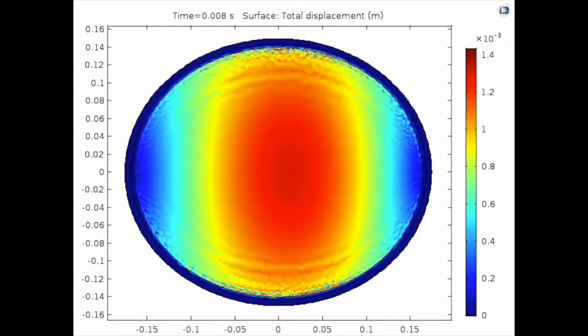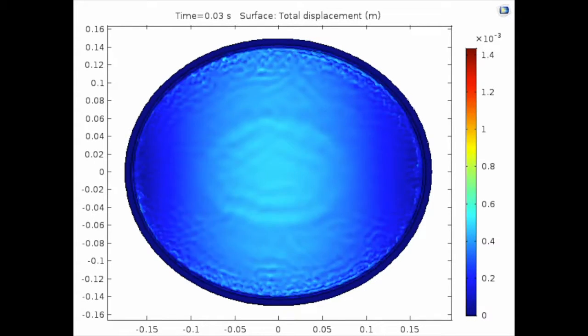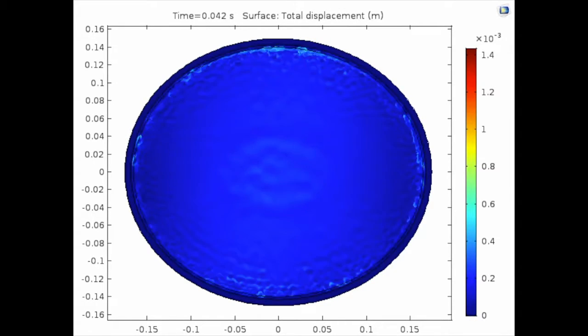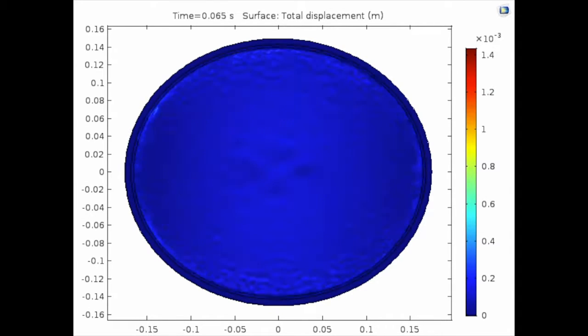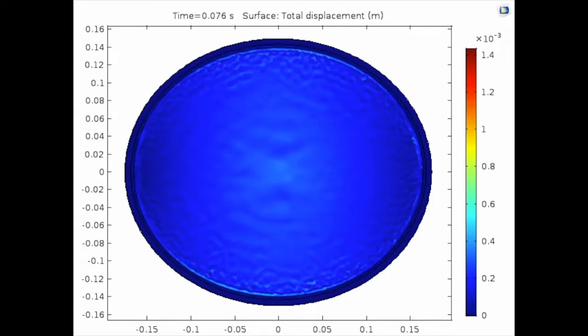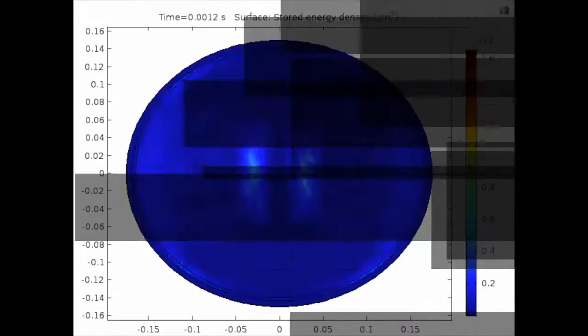Here is an animation of the total displacement of the brain up to 90 milliseconds after impact. You can clearly see the brain rebounding from the posterior to the anterior sides of the brain, as well as ripples traveling through the brain from the collision. There's also a clear decay of movement, which is coincidental with energy absorption by the system.